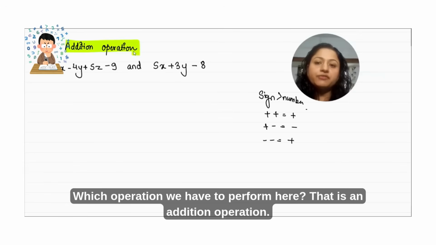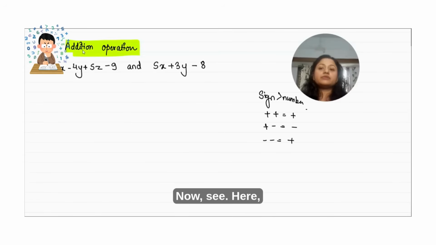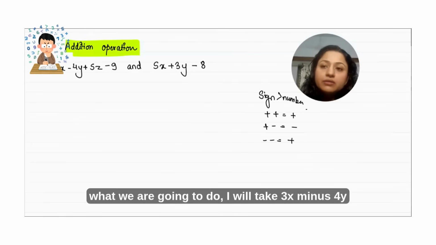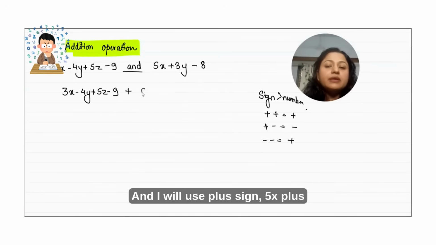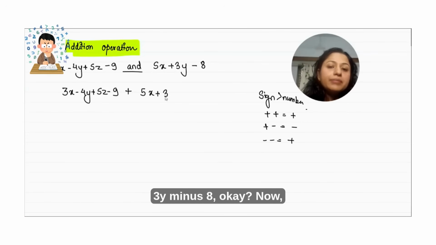Okay, which operation do we have to perform here? That is an addition operation. Now see, here what we're going to do: I'll take 3x minus 4y plus 5z minus 9. In place of 'and', I'll use a plus sign, then 5x plus 3y minus 8.